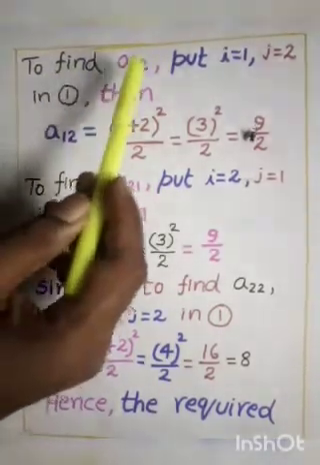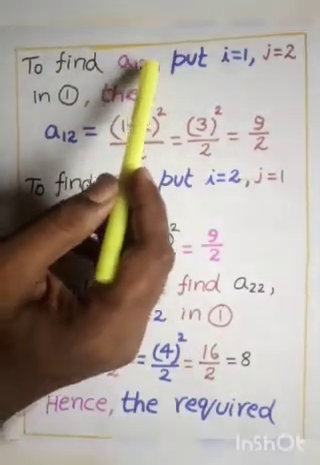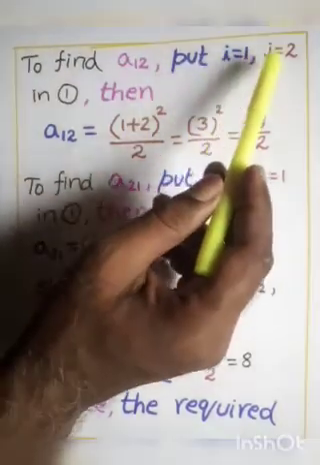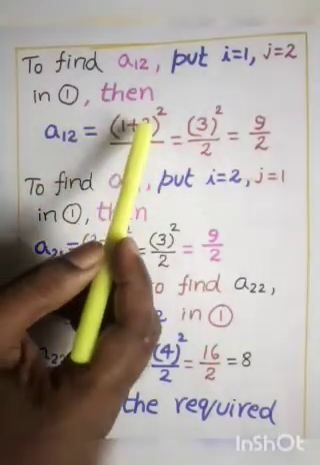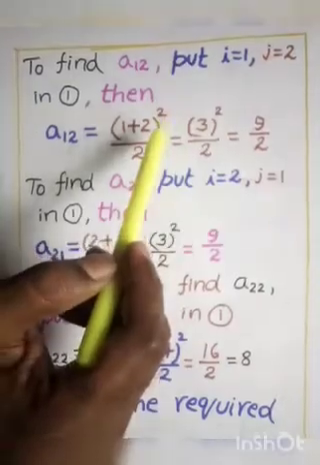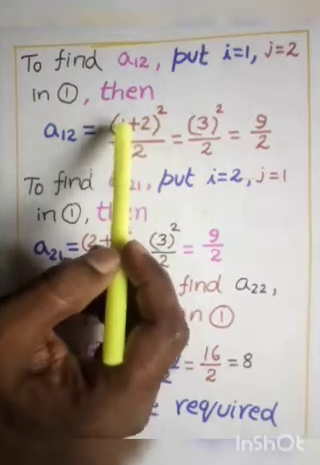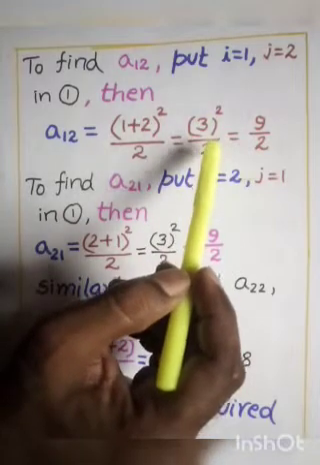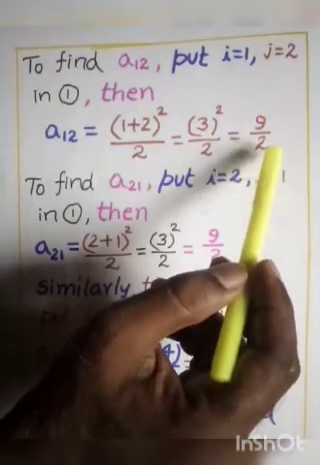Now, to find a12. What is meant by a12? First row, second element. To find the first row, second element, we put i = 1 and j = 2 in the given rule. Then we get a12 = (1 + 2)² / 2. In this bracket, what do you get? 1 + 2 = 3. So 3² / 2. 3², what is the value of 3²? 9 / 2. Understood this step?